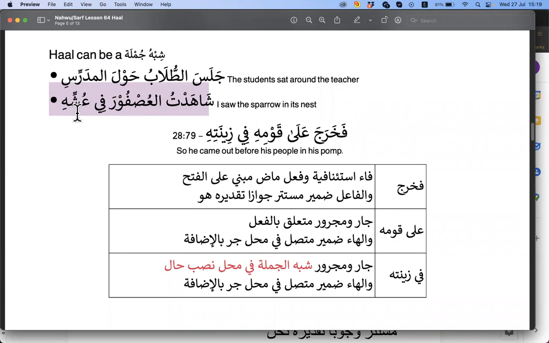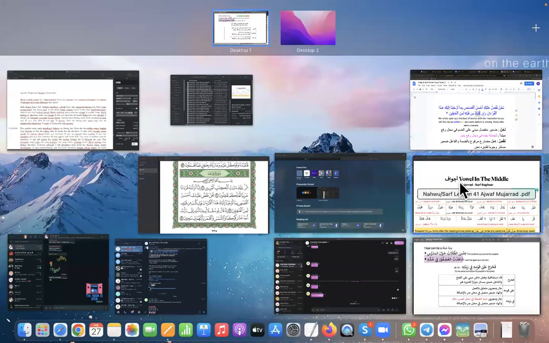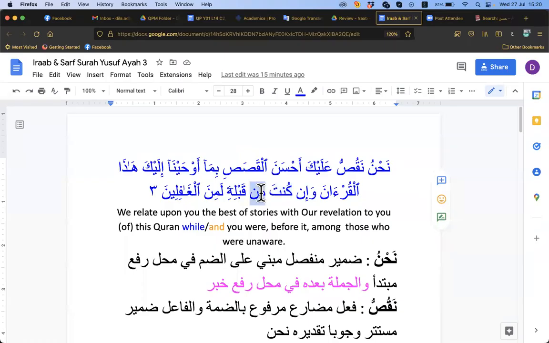And then fi ushi, that is the shibu jumlah, the jar wa majrur. So it is a hal. What's the sahibul hal? The sparrow. Obviously it cannot be ana. Although this is another ma'rifah word here, ana, obviously this is talking about the sparrow in its nest. So is it clear about the kunta? Inshallah, this one clear?